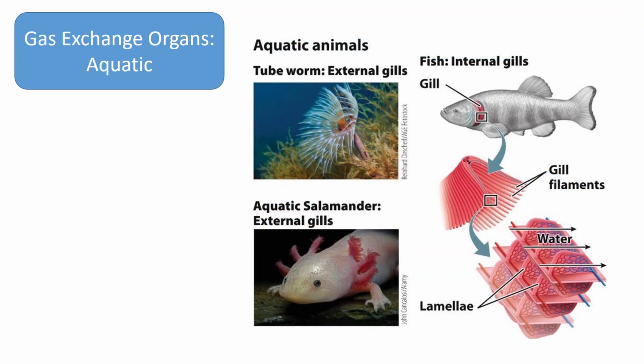All animals must obtain oxygen from the surrounding environment. Aquatic animals that take in O2 from water breathe through their gills. Gills are highly folded, delicate structures that facilitate gas exchange with the surrounding water. Some animals, like the tube worm and salamander shown here, have external gill structures, whereas other aquatic animals like this fish rely on internal gills.